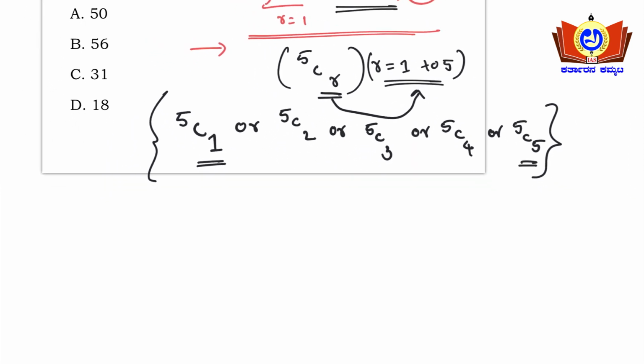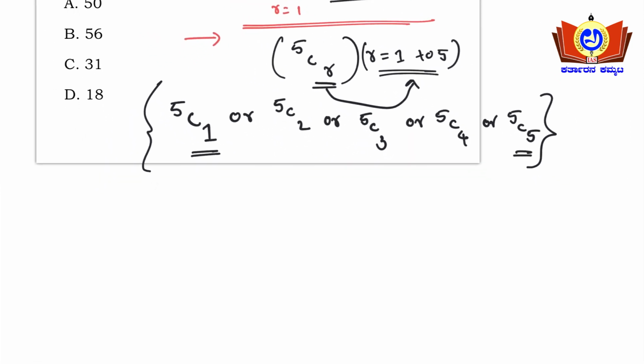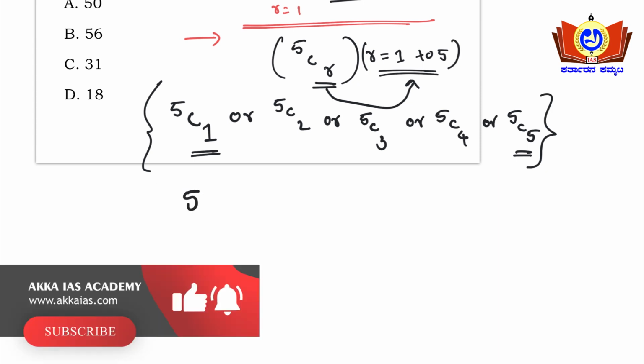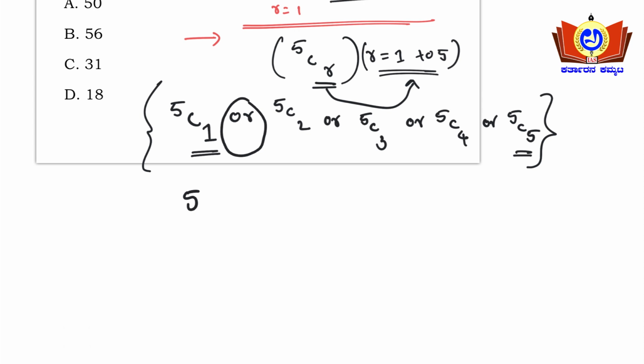Okay, see here, what is 5C1? That is nothing but 5 should be reduced 1 time, so that is nothing but 5 only. Okay, or is given here, right? You need to take caution here. Or means what? Addition or multiplication. It is actually addition. Okay, because r value can be 1 or 2 or 3 or 4 or 5. Not 1 and 2, it's not like that. 1 or 2 or 3 or 4 or 5. Or means addition here.